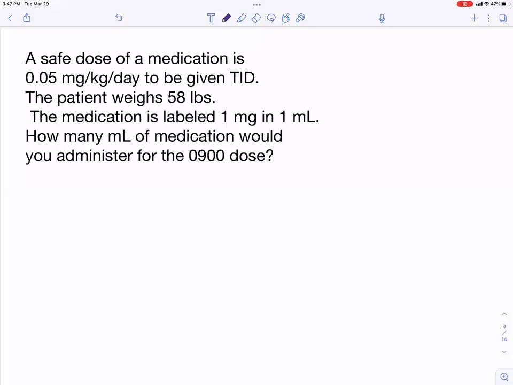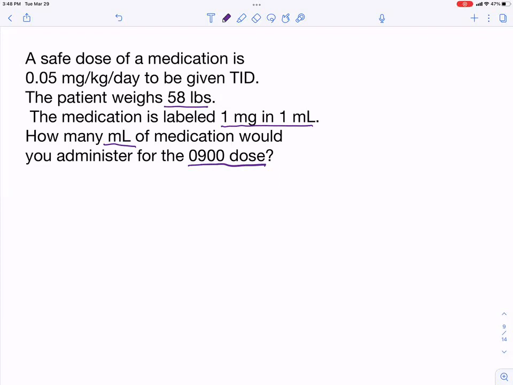Here's another. 0.05 milligrams per kilogram a day. It's going to be given 3 times a day. The patient weighs 58 pounds. The medication is labeled 1 milligram in 1 milliliter. How many milliliters of medication will you administer for the 9 a.m. dose? So this one has a whole lot of information in it.